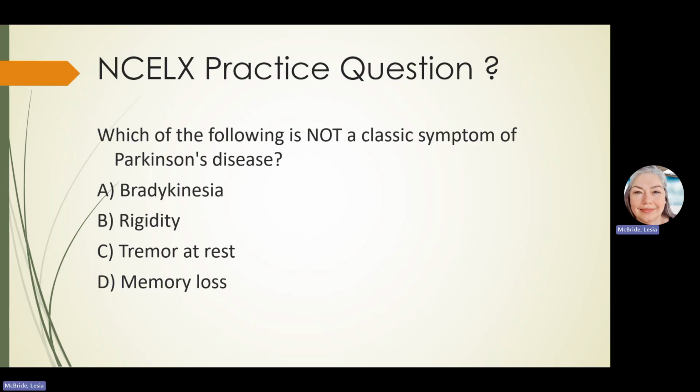So we see all of those. So that means, oh, bradykinesia, okay, that's part of it. Rigidity, oh, that's part of it. Tremor at rest, oh yeah, that's part of it. It's memory loss. So D is not part of the typical or often seen symptom of Parkinson's. Now they may have later on some issues with hallucinations and things like that, but that's part of the later onset. Okay.